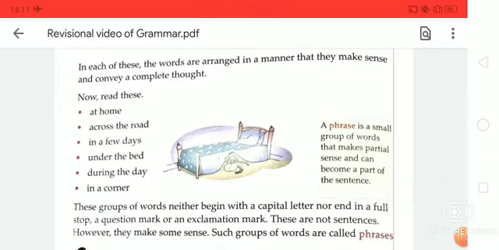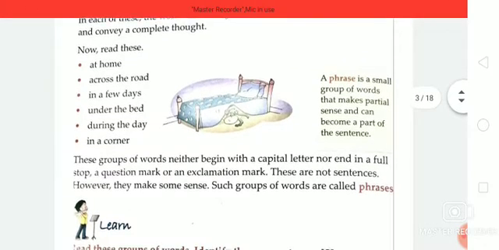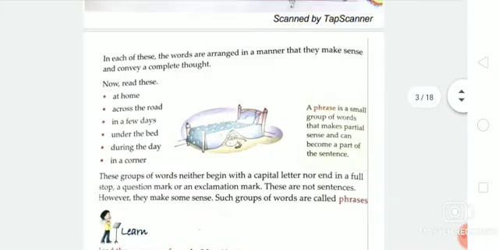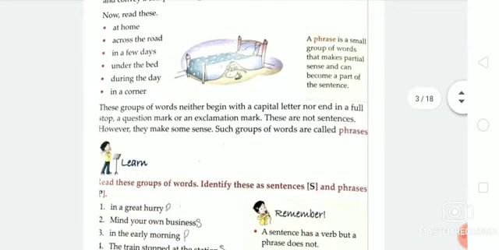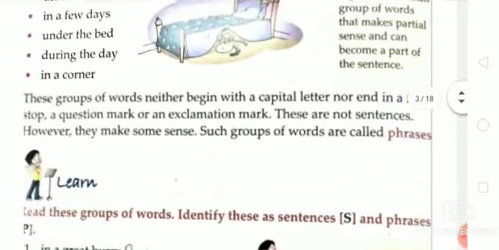It is a very important difference between sentence and phrase. The first difference: a sentence begins with a capital letter, but a phrase doesn't begin with a capital letter. Second, a sentence ends with a full stop, but a phrase does not end with a full stop, question mark or exclamation mark. And a sentence makes complete sense, but a phrase doesn't. So just like this, we have to find out the differences between sentences and phrases.